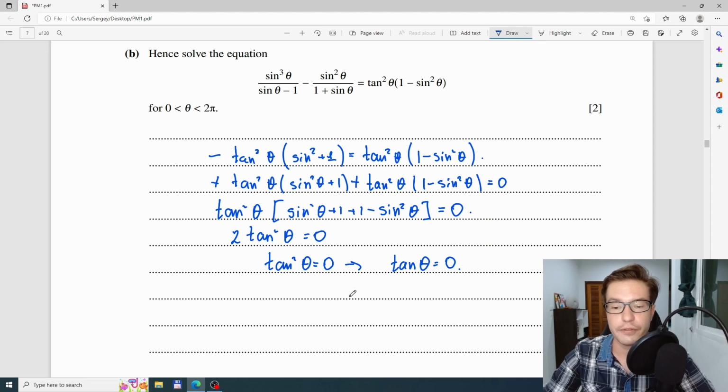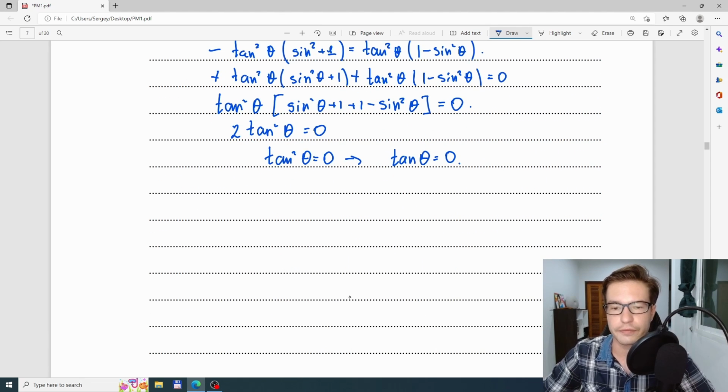Okay, take the inverse tangent of 0 and get theta equals 0. And don't forget, when you take the inverse tangent, you can always add or subtract pi to your answer. So the second value of theta is going to be pi, and the third one, if you add pi one more time, is going to be 2 pi.